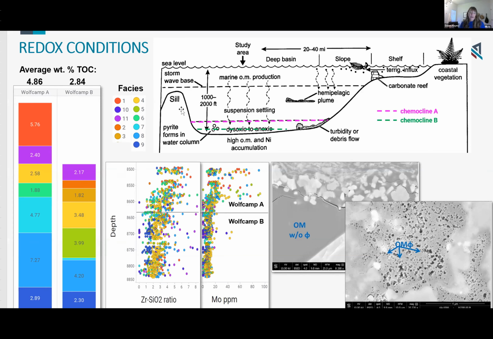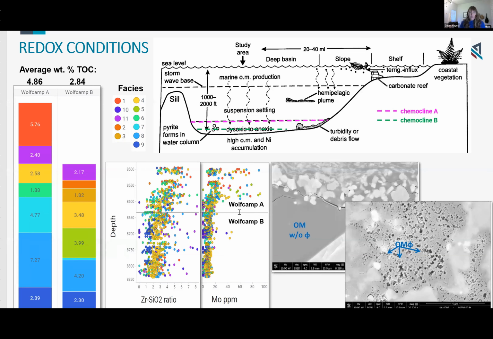And if you compare all of the redox sensitive trace elements, things like nickel, molybdenum, vanadium, uranium, copper, they show this trend where they stay relatively low throughout Wolfcamp B time, and then they really increase on average and have a lot of really high spikes here during Wolfcamp A time. So that's signaling that we might have a change in redox conditions from Wolfcamp B time to Wolfcamp A, and that also in Wolfcamp A, we've got a lot of high frequency fluctuations.